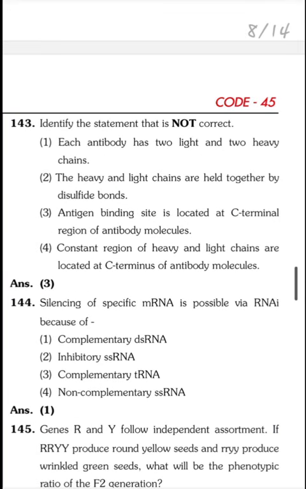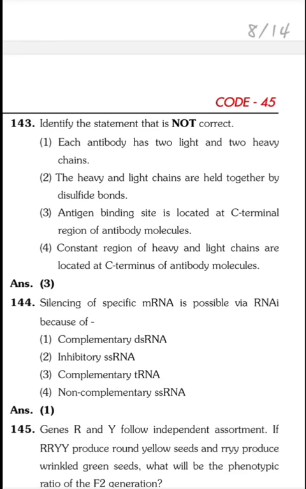So identify the statement that is not correct. That is, we have to find out the incorrect statement. Each antibody has 2 light and 2 heavy chains. We call it as H2L2, isn't it? The heavy and light chains are held together by disulfide bonds. That is also correct. Antigen binding site is located at C-terminal region of antibody molecules. This is an incorrect statement.